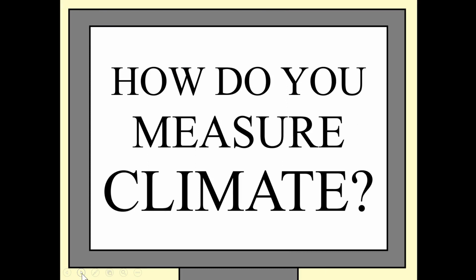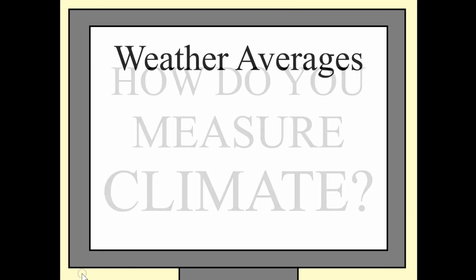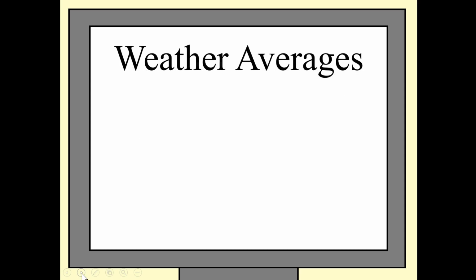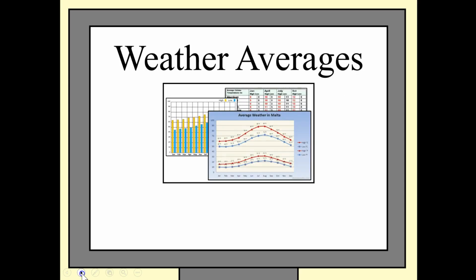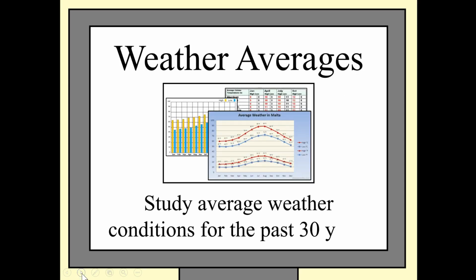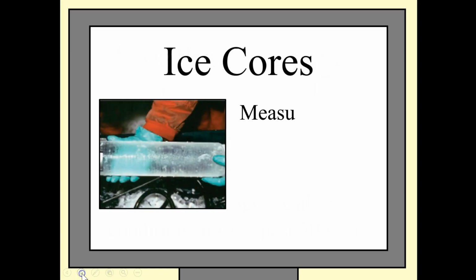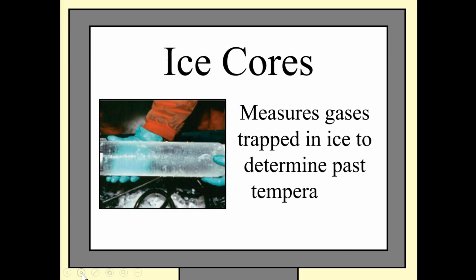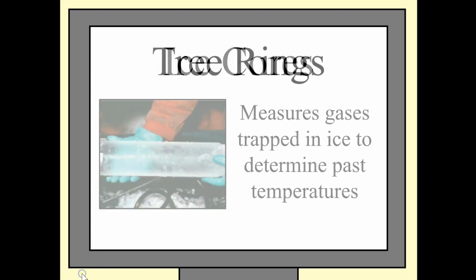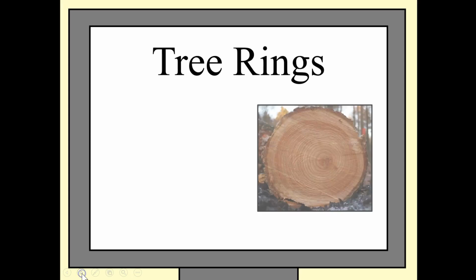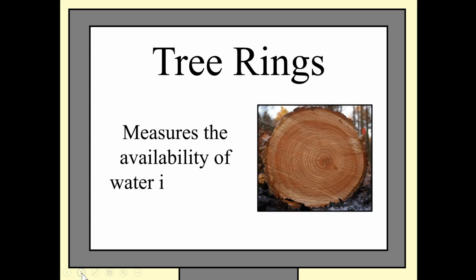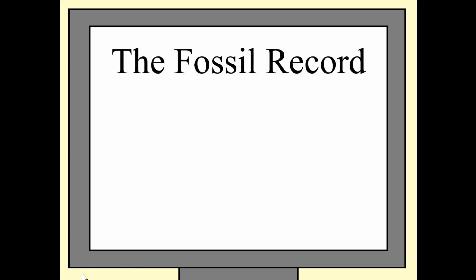Oh wait, before that, let's talk about how you measure climate. With climate, we can use weather averages for, say, the last 30 years. We don't have weather information going way far back, so we have other tools that we use to study this. For example, we use ice cores to measure the gases trapped in the ice to determine past temperatures. We can also look at tree ring data, and this helps us measure the availability of water in the past.